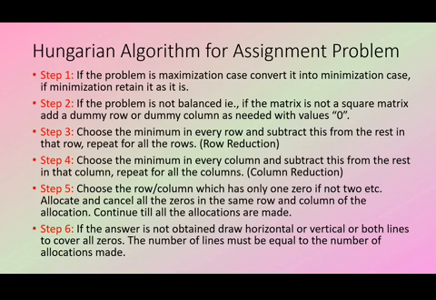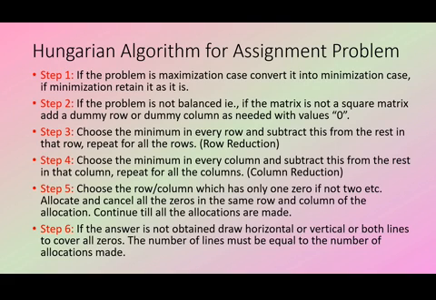Why should it be balanced? Because the assumption of assignment problem that we have seen during the definition of assignment problem is that the number of workers should be equal to the number of jobs. Only then will we be able to assign one worker for each job and one job for each worker. Therefore, the number of workers and number of jobs should be equal. In other words, the number of rows should be equal to the number of columns.